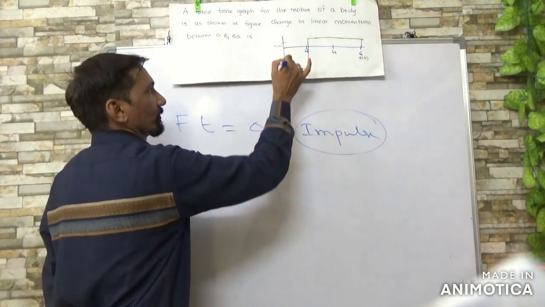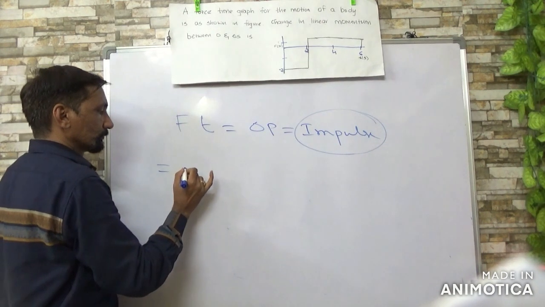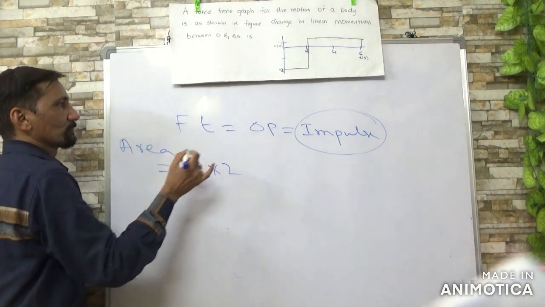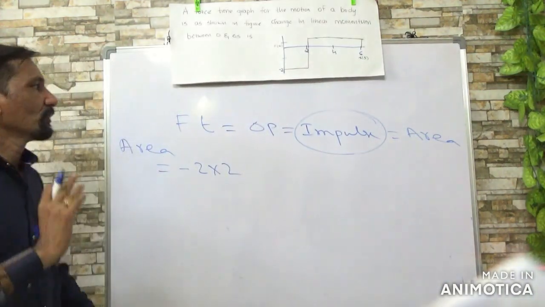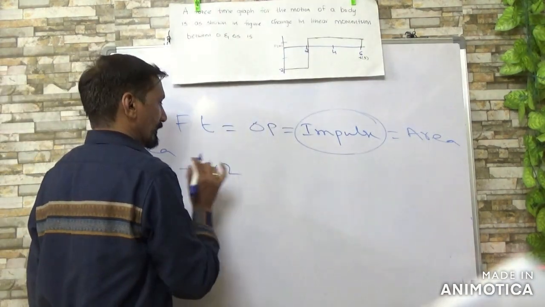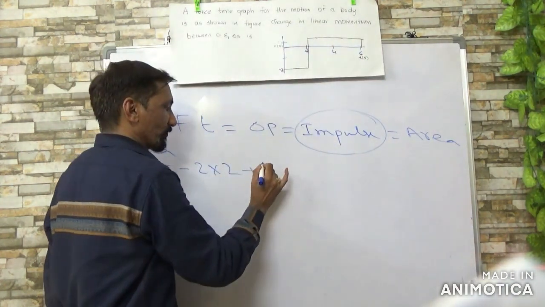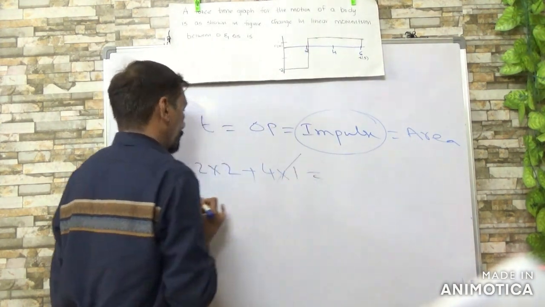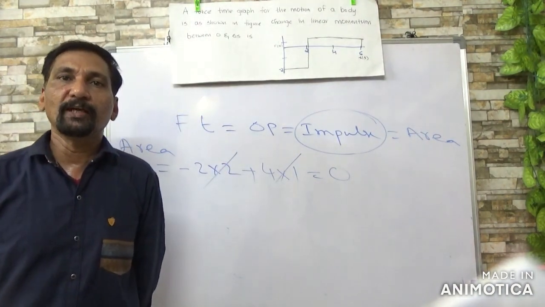So it is length times breadth, a square form, minus 2 into 2, the area of this. Remember, the area of a force versus time graph gives impulse. So 2 into 2, minus, plus. Why plus? Because it is on the positive side. From 2 to 6, the difference is 4, into 1. So plus 4 minus 4 cancels, giving 0. Therefore impulse is 0.